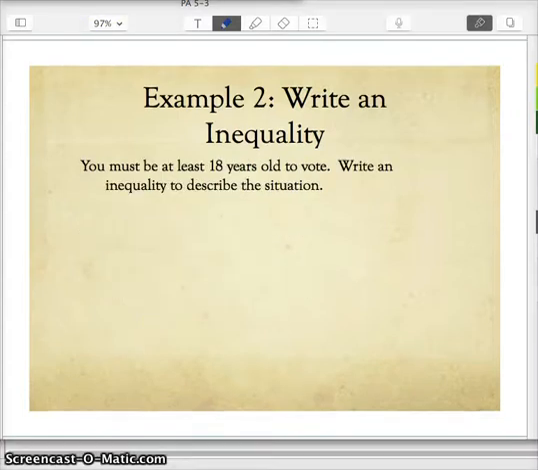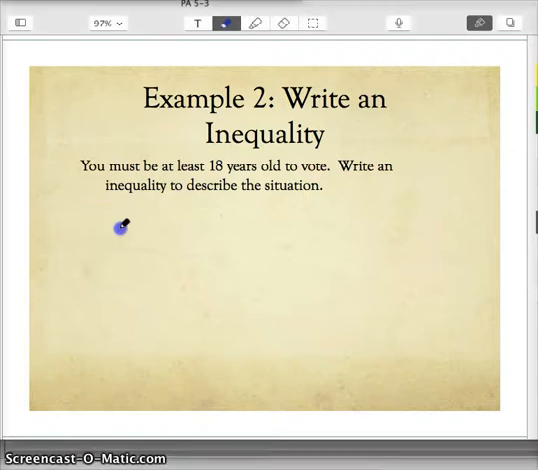Let's take a look at example 2. We're going to write an inequality. Here's the situation. You must be at least 18 years old to vote. Write an inequality to describe the situation. Let's use the variable V for voting age. If you must be at least 18 years to vote, then the symbol that we would use would be greater than or equal to, because you can certainly be 18 to vote, but you can't be less than that. So the voting age must be greater than or equal to 18.